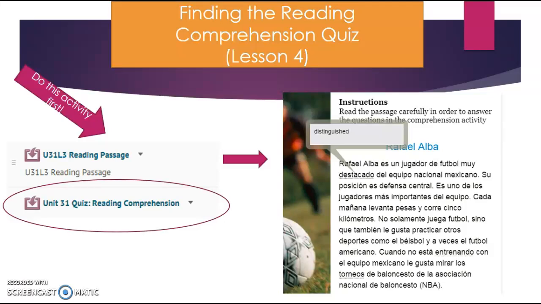Okay, and you'll see there's a couple of other words underlined as well, so be sure to click on those and go ahead and read through the passage before you get to the actual comprehension quiz.